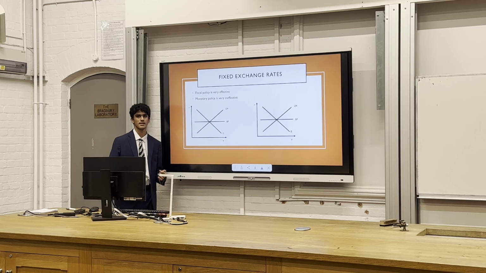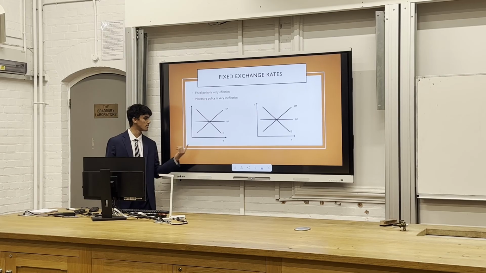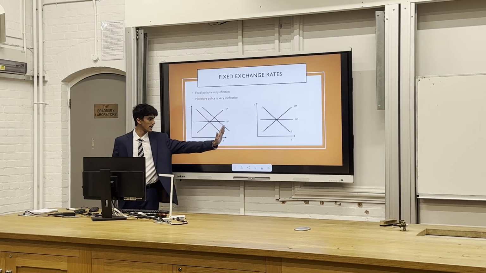Imagine fiscal policy. If the government starts to spend more and they increase aggregate demand, so at every single interest rate, the IS curve shifts that way.